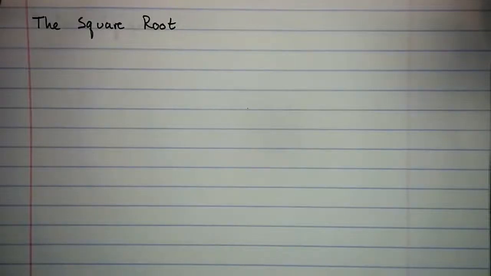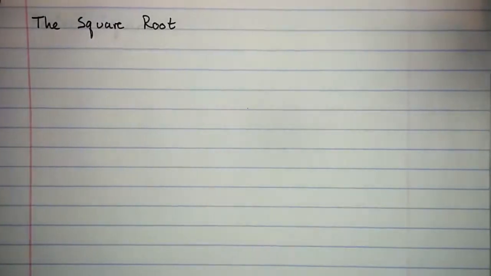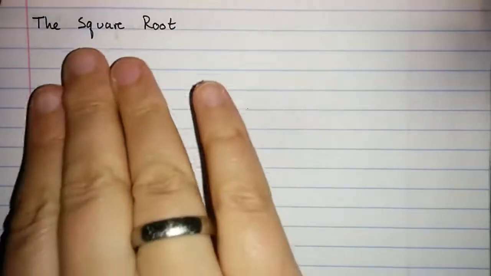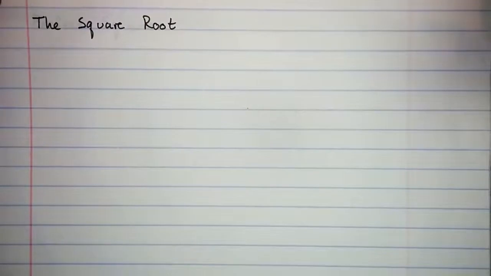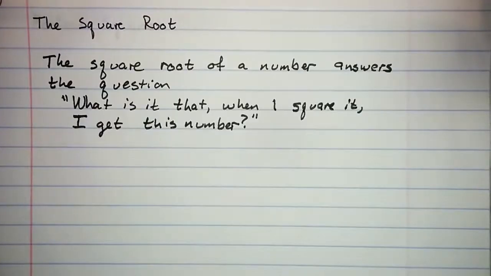For each of the operations that we've learned previously, we've also learned an opposite operation. We will not at this time learn the complete opposite of the operation that is exponentiation, because getting to the complete opposite is actually quite complicated. But we are going to learn part of the answer to that question, the square root. What is the square root? What is it that when I square it, I get this number?